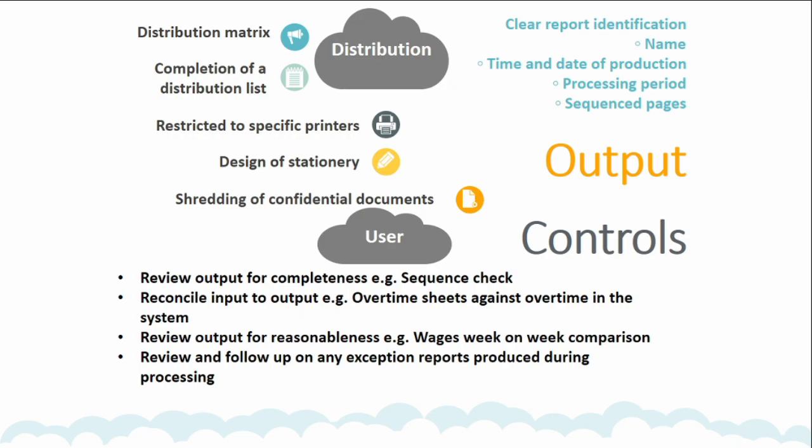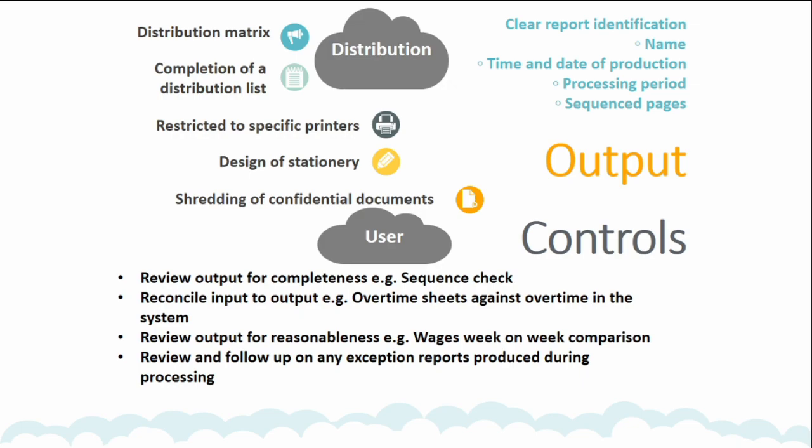Let's move on to users. When we are talking about users, user controls are all detective. For example, the output that's given to the user needs to be complete. The user can check to ensure that all data that has been received is complete. That may mean counting the number of pages that they've received. They can reconcile the input data to the output data to ensure that the information that they put into the system and the information that came out is a true representation of what was put in. They can check for reasonability, and they can also review any exception reports.